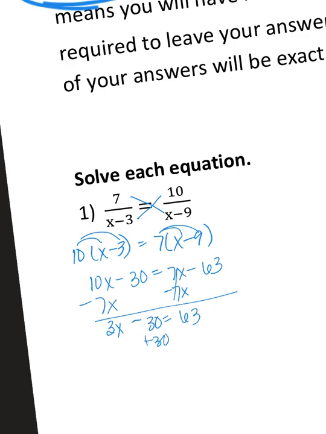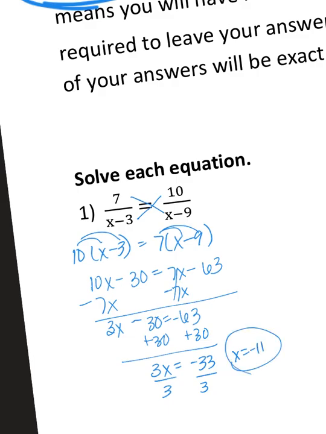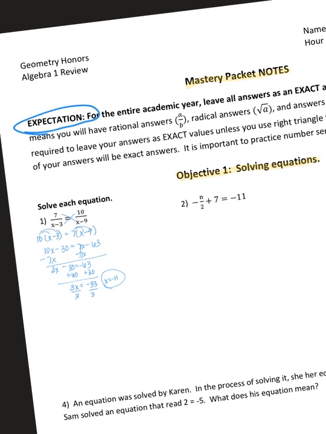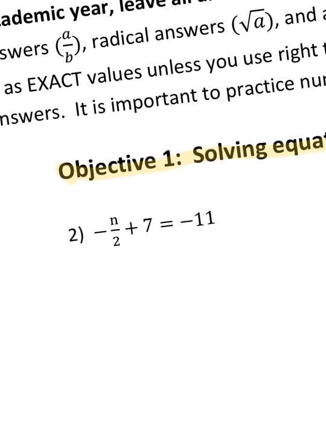We'll add 30 to both sides. We get 3x equals, sorry, that was a negative 63, negative 33. And when we divide by 3, we get x is equal to negative 11. Okay, number 1. Number 2, again, solving an equation.